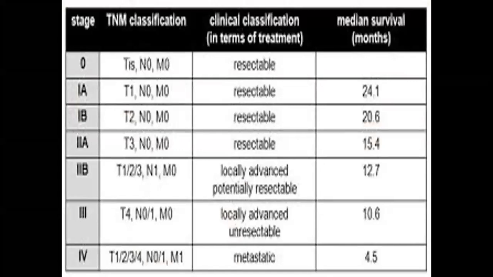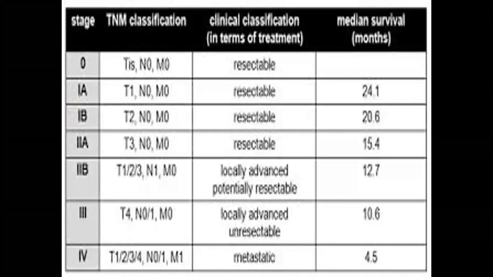The TNM classification guides where we could do a surgical resection and where we cannot. In terms of treatment, TIS, carcinoma in situ with no nodal involvement and no metastasis, is resectable. T1, N0, M0, resectable. Median survival, let's say 2 years.